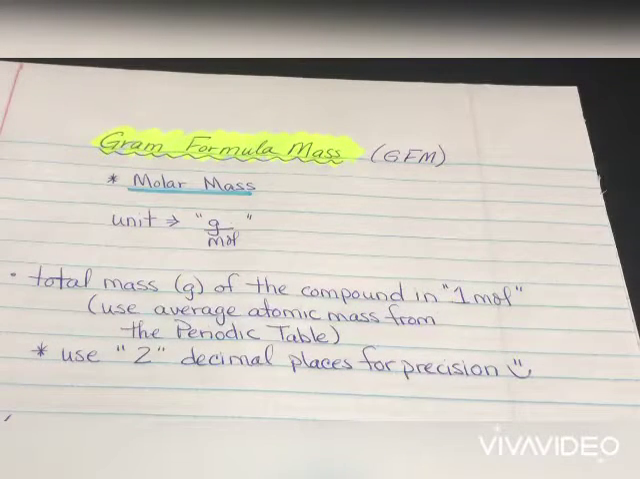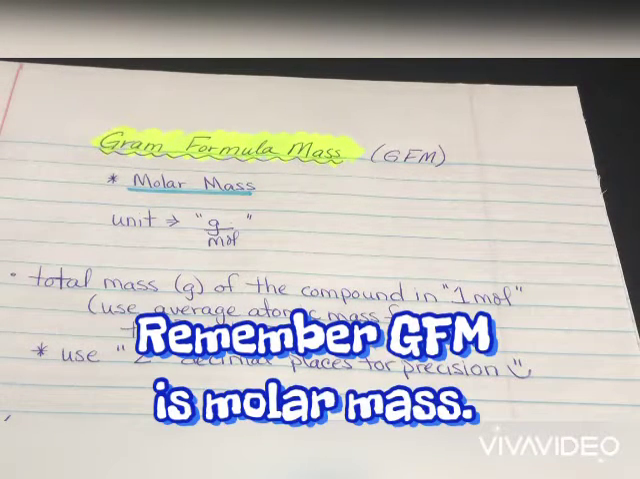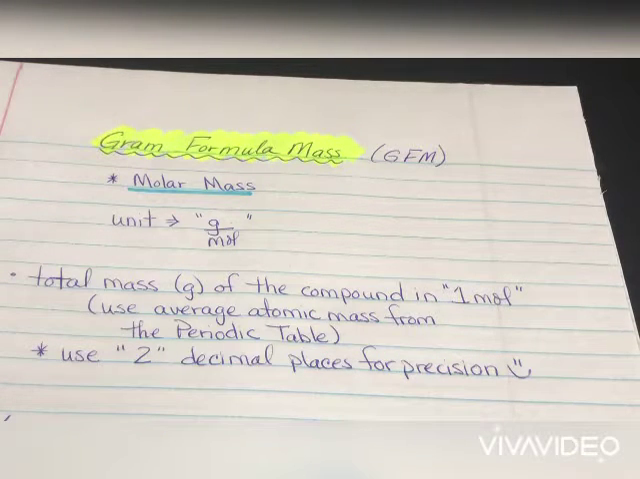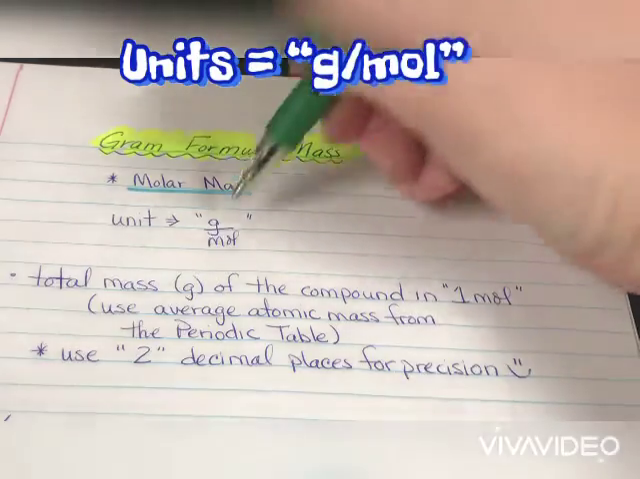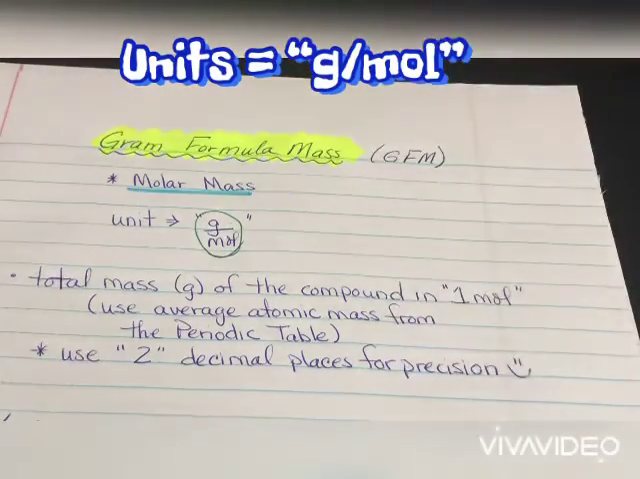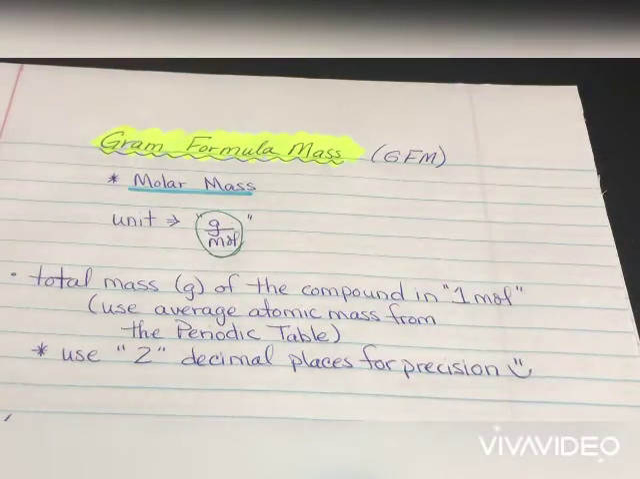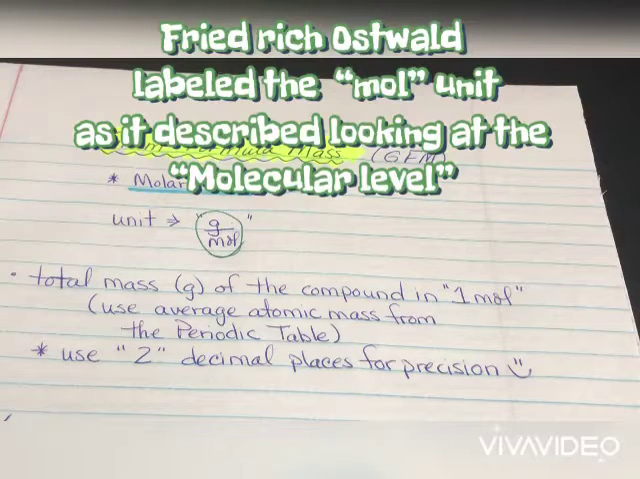Alright, for this video, I want to show you and remind you how to find gram formula mass, or GFM, also known as molar mass. One big thing to always remember is that the unit you're going to use is gram over mole. The reason is we're looking for the total mass, in grams, of the compound found in 1 mole.